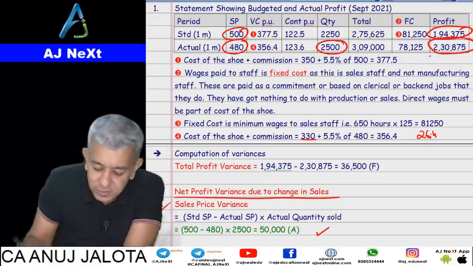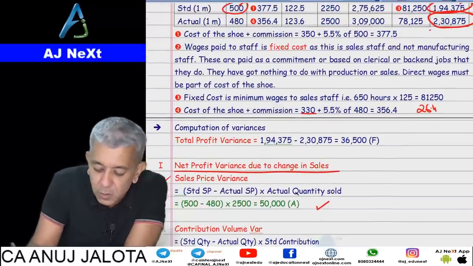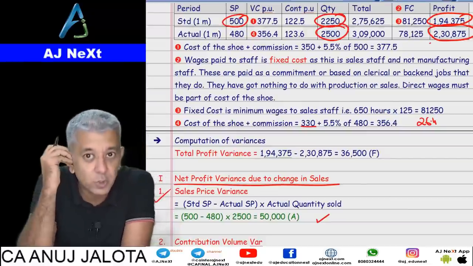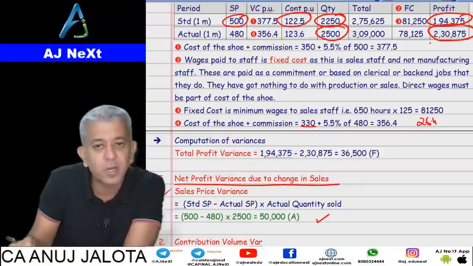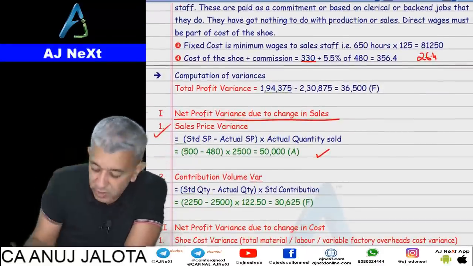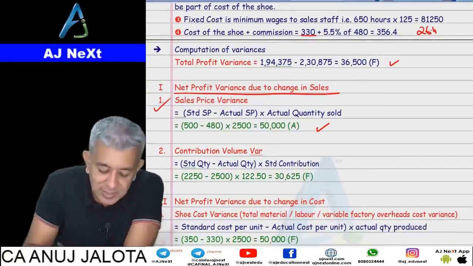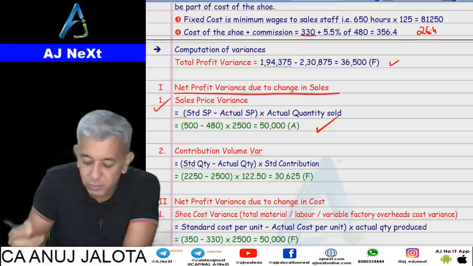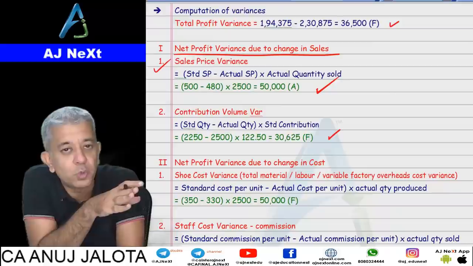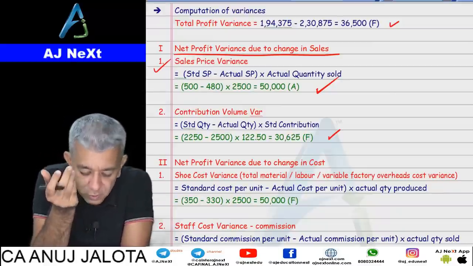So 50,000 it was. Then there will be contribution volume variance. How does it get computed? How many units you should have sold, how many units you have actually sold, into standard contribution per unit. So that is whatever we must have done over here. Overall variance was 36,500 favorable. Selling price variance, we have sold at a lower price, so we lost 50,000. Contribution volume variance, we should have sold 2250, we sold 2500. For every unit we have earned 122.50, so this is favorable.